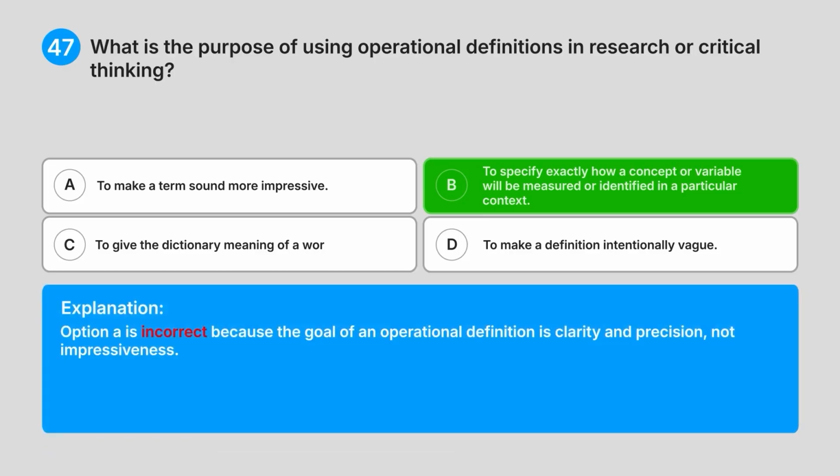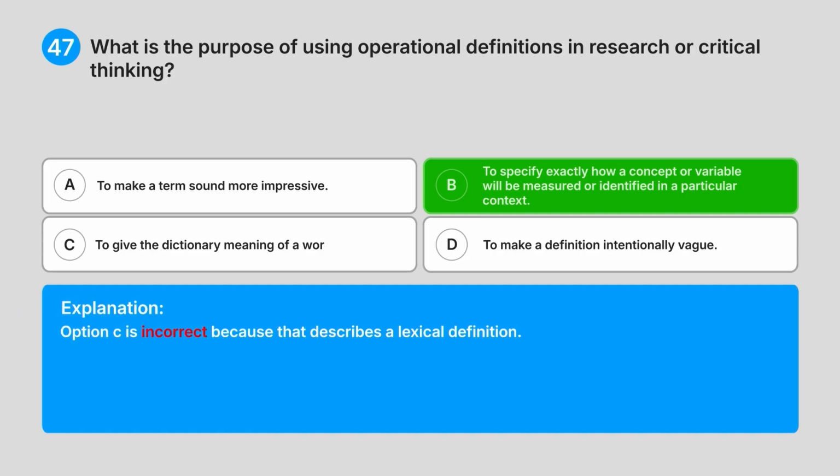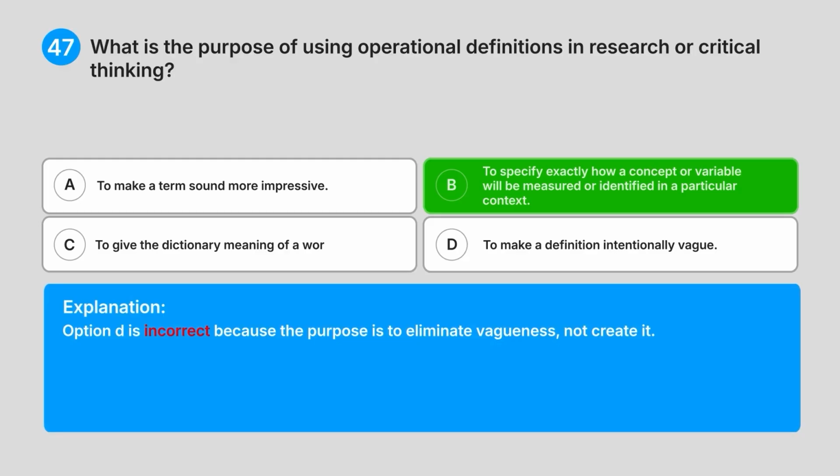Option A is incorrect because the goal of an operational definition is clarity and precision, not impressiveness. Option C is incorrect because that describes a lexical definition. Option D is incorrect because the purpose is to eliminate vagueness, not create it.